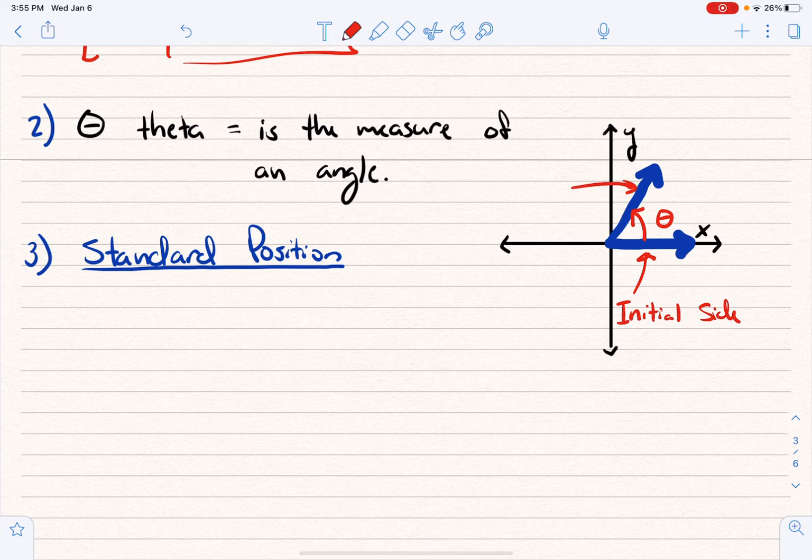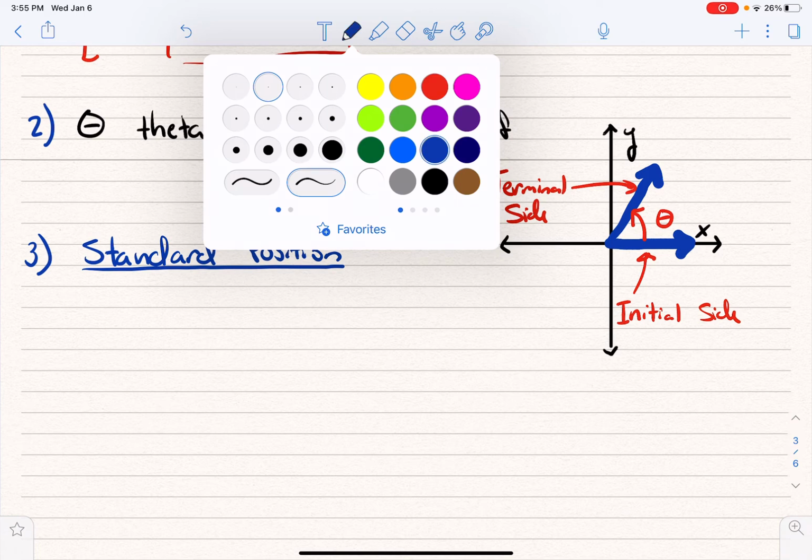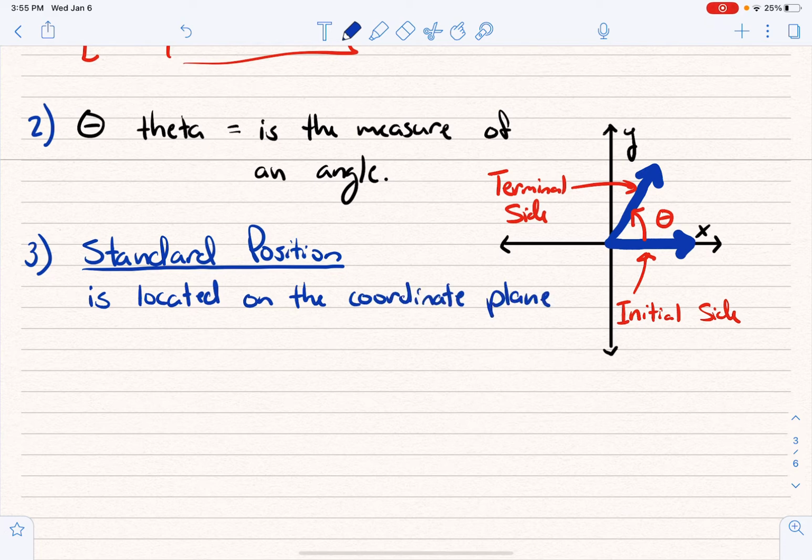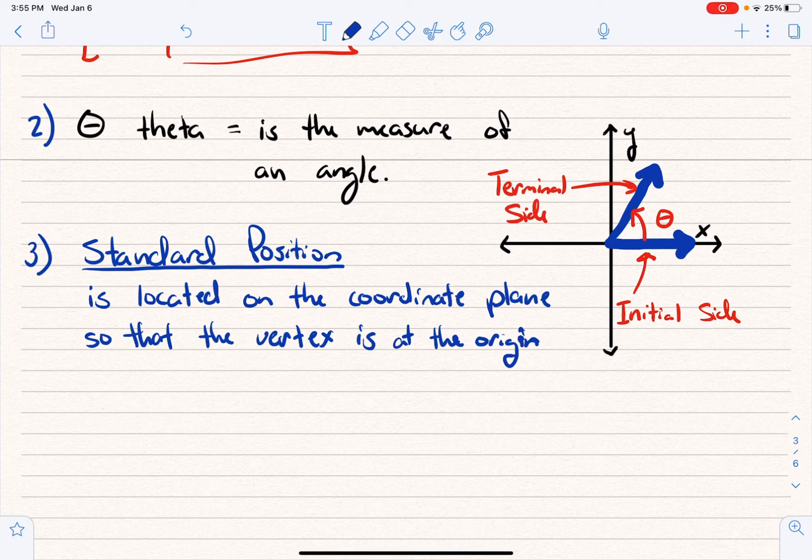And this part right here would be the terminal side. Okay, so what is an angle in standard position? An angle in standard position is located on the coordinate plane so that the vertex, where's the vertex, is at the origin. Okay, you can see that. Vertex of an angle is the corner of an angle that's located at the origin.